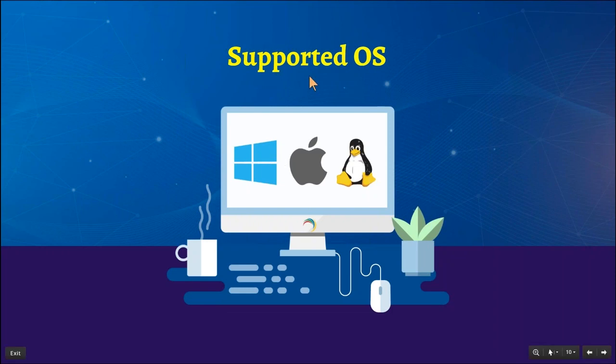So here comes the supported operating systems. Desktop Central supports patches for all 3 flavors of operating system: Windows, Mac, and Linux. In Windows, we support all operating systems starting from Windows XP till Windows 10. And when it comes to Linux, we support most of the important flavors like Red Hat, CentOS, Ubuntu, and Debian. The same applies to Macintosh.